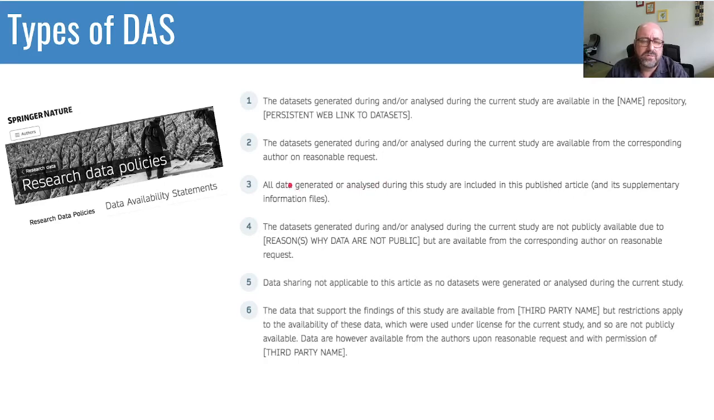Number 3 is another example: all the data generated or analyzed during the study are included in this published article. That's the most common way that I've seen recently, when the authors share the data as a supplementary. You can attach, you can add a file, like an Excel file with the data, for example. I think it's the most common. Any kind of spreadsheet.